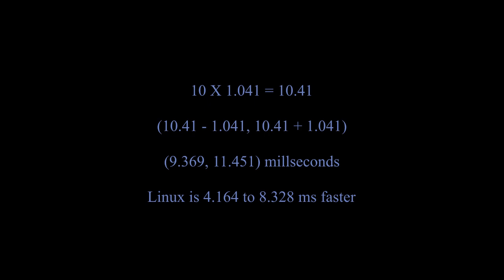Let's go back to considering ITG Mania Windows frame analysis. 10 frames at 960 FPS is 10.41 milliseconds. That gives bounds of 9.369, nice, to 11.451. Compared to the bounds of Linux step delay, Linux is between 4.164 and 8.328 milliseconds faster than Windows. This can be narrowed down further by taking more samples and doing some statistical analysis, but this is more than enough to definitively say there is more lag on Windows compared with Linux.